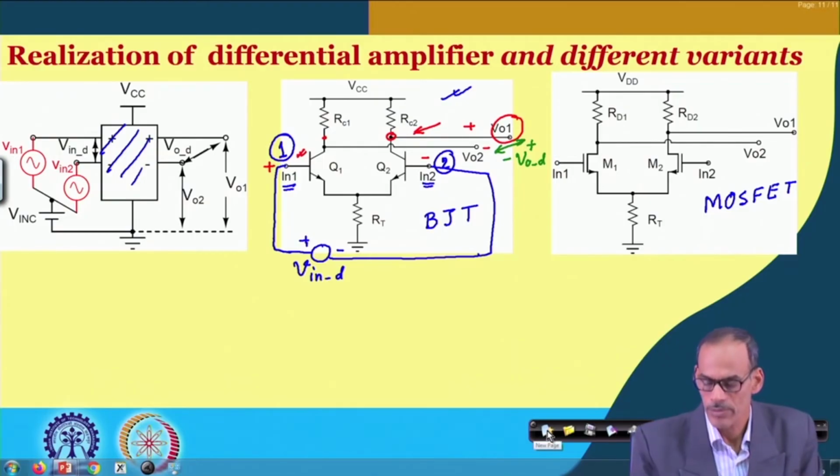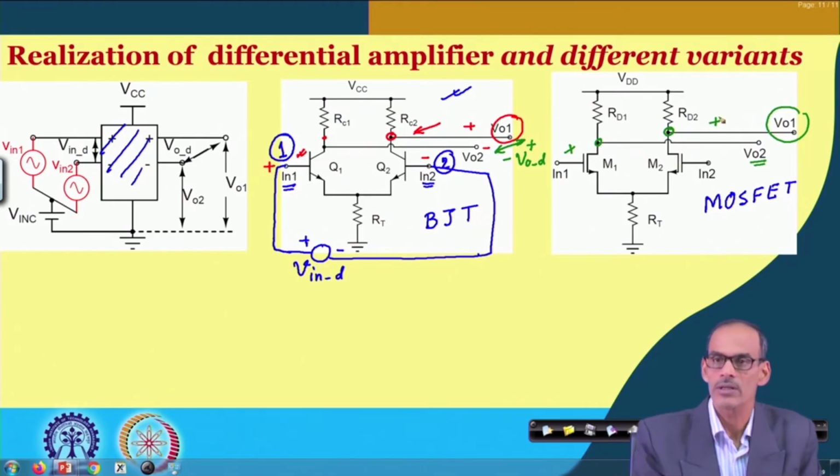Now, this is true for the other realization also. We call this VO1 and this VO2, so that the polarity of this terminal and this terminal are the same.